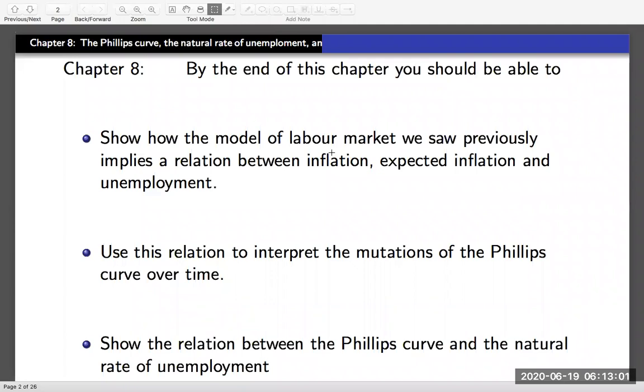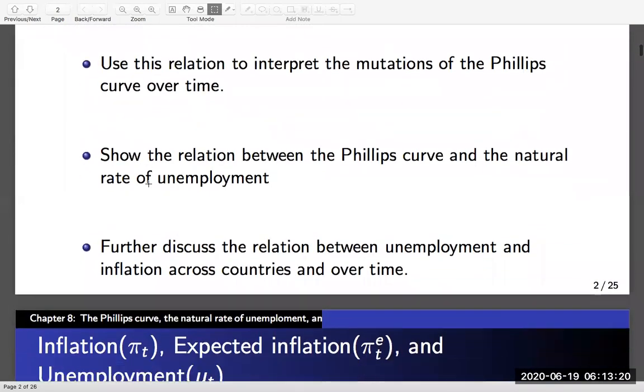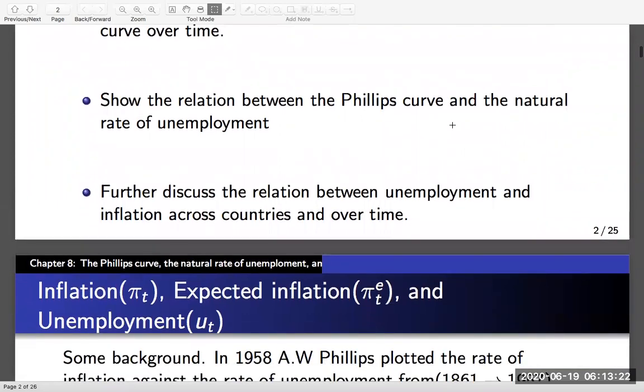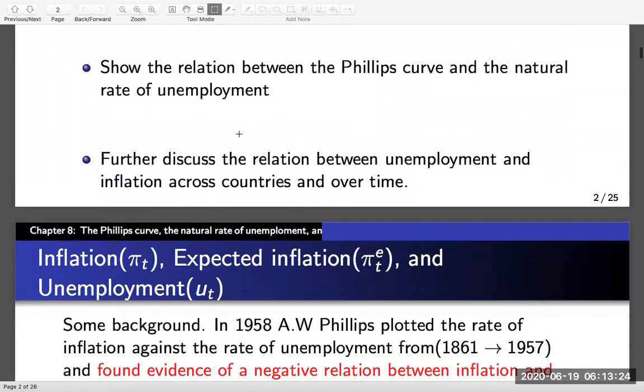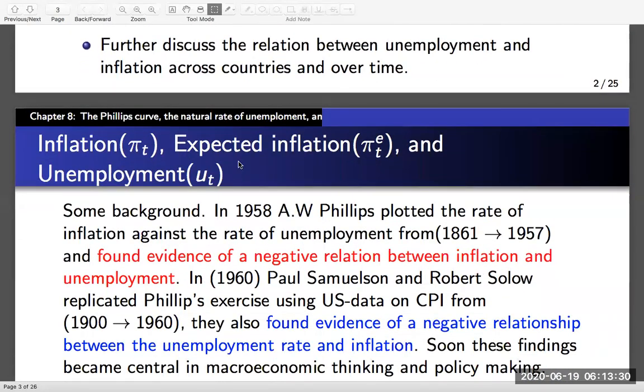By the end of the chapter, you should be able to show how the model of the labor market we saw previously implies a relationship between inflation, expected inflation, and unemployment. You need to use this relation to interpret the mutation of the Phillips curve over time. Of course, the Phillips curves did change over time. So you need to show the relationship between Phillips curves and the natural rate of unemployment, and further discuss the relationship between unemployment and inflation across countries and over time.